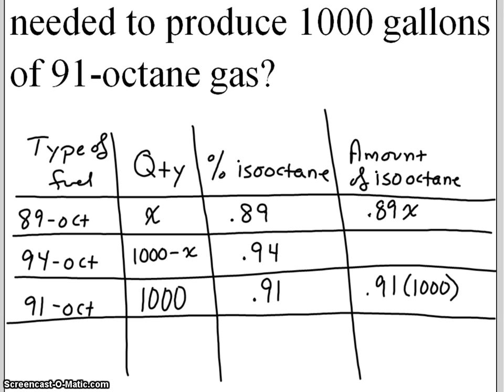So again, the amount of isooctane is the percent isooctane, so 94%, 0.94 of that 1,000 minus x quantity is isooctane. Now, we are taking the 89 octane fuel in gallons and mixing it with the 94 octane fuel in gallons to get 1,000 gallons of 91 octane fuel. So we are adding these together. We are combining these two to get a 91 octane fuel.